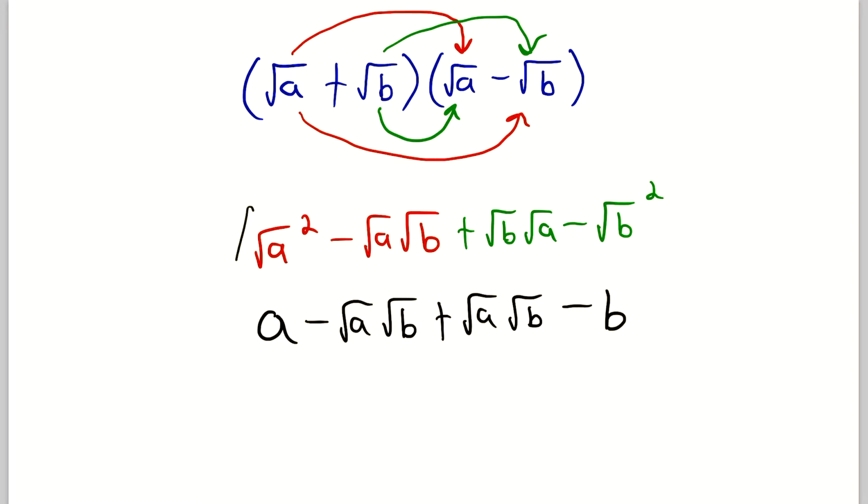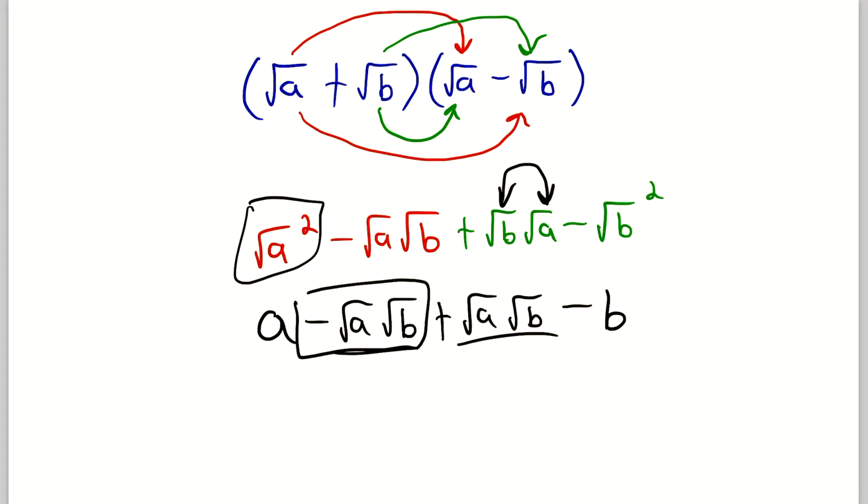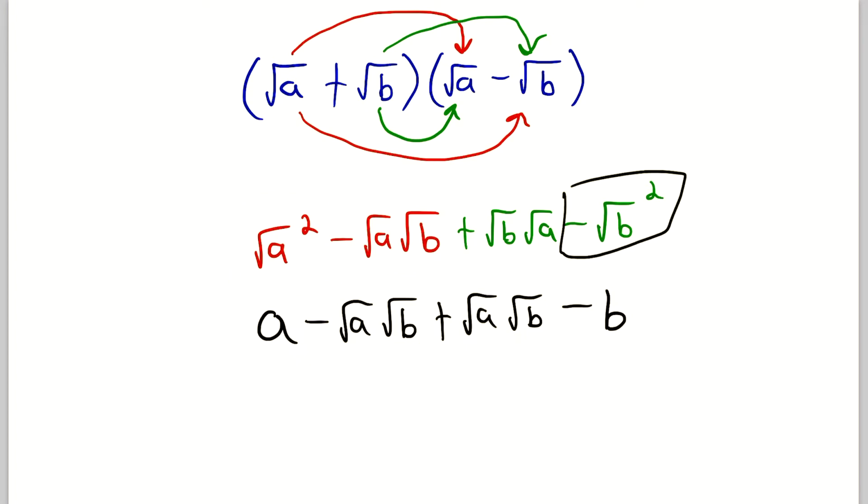So what we did there, we said this is a by definition. We flipped this square root of b and square root of a around because multiplication is commutative, and we want it to match up with this minus square root of a square root of b. And then over here, we just have minus the square root of b squared. That's b by definition, multiplied by that -1, gives us minus b.